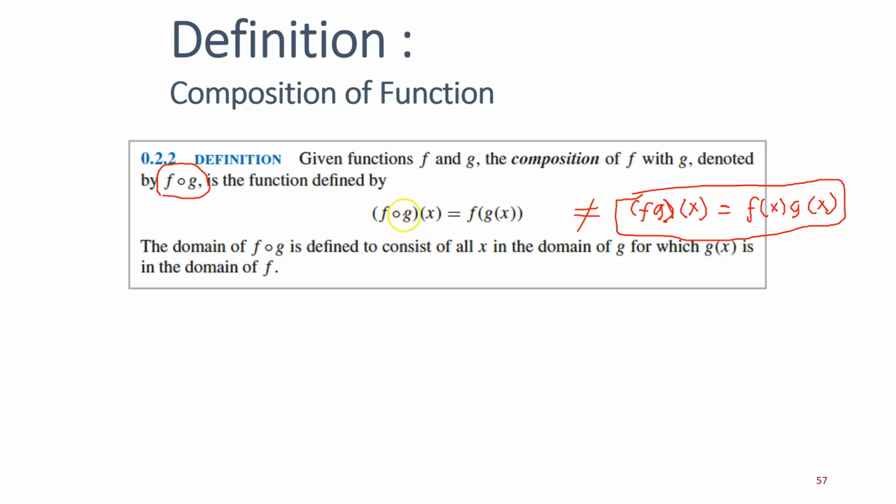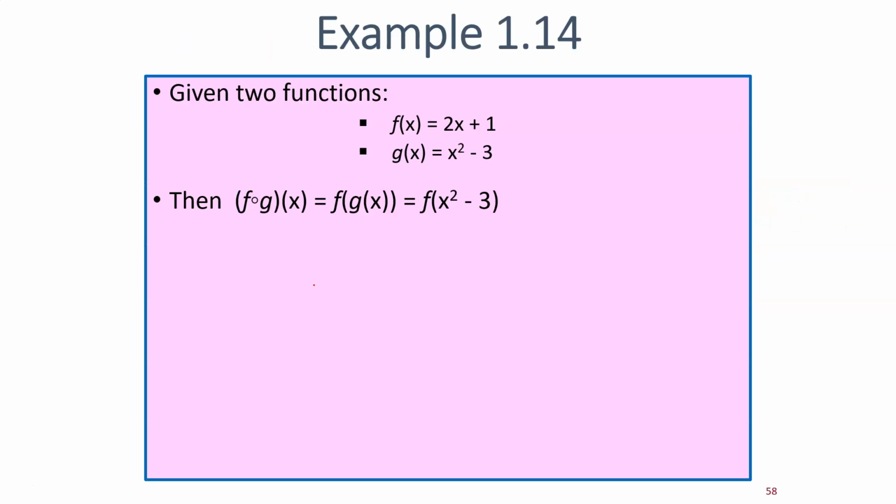So, ini yang ada simbol dot ni, ada dot dekat tengah ataupun dia tulis dalam bentuk sini, satu dekat luar, satu dekat dalam. This means a composite function. Okay, the domain of f dot g is defined to consist of all x in the domain of g for which g(x) is in the domain of f. Okay. So let's see these two functions, f(x) and g(x). Now you need to determine the composite function of f dot g. f dot g can be written down as this one.